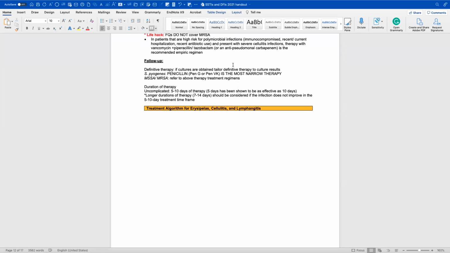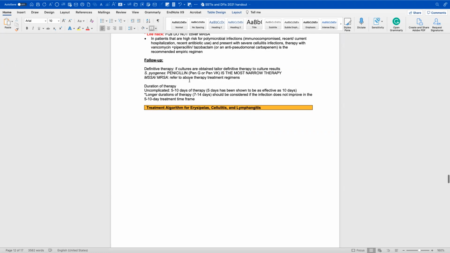So for follow-up definitive therapy, if cultures are obtained, tailor definitive therapy to culture results. For strep pyogenes, you want to use penicillin. Penicillin is the most narrow therapy. And then for MSSA or MRSA, you want to refer to the above treatment regimens as previously described.